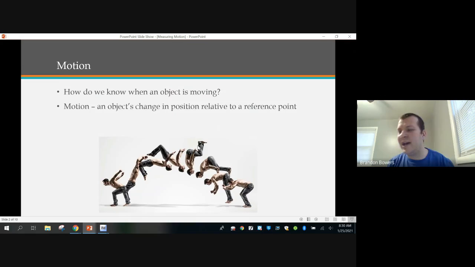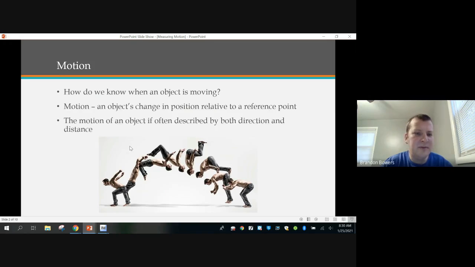Whenever you're walking, how do you know you're walking? Well, you see trees go by you. You see a fence go by you. You see cars go by you. Whenever you're driving, how do you know you're moving? How do we know we're moving?